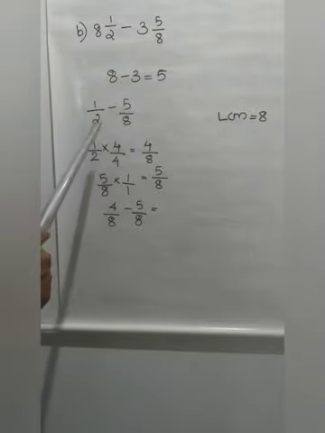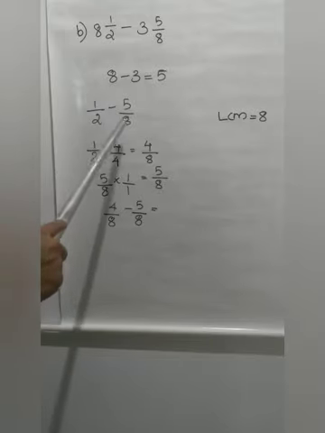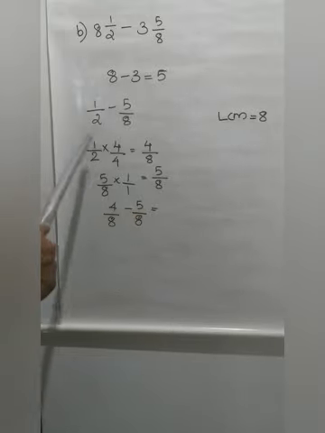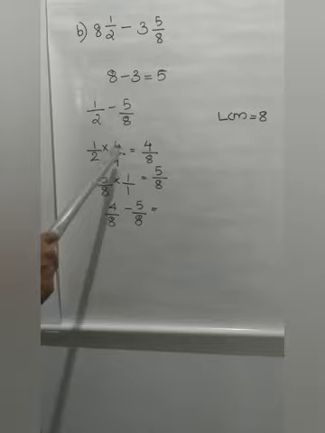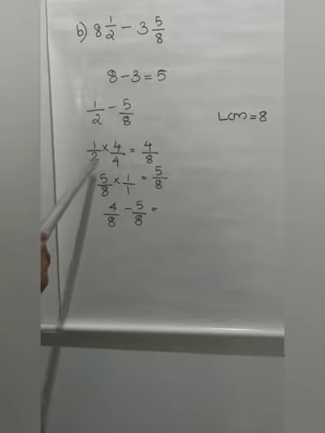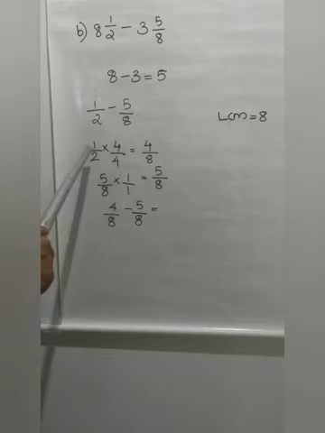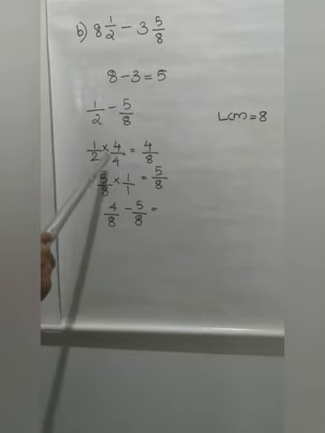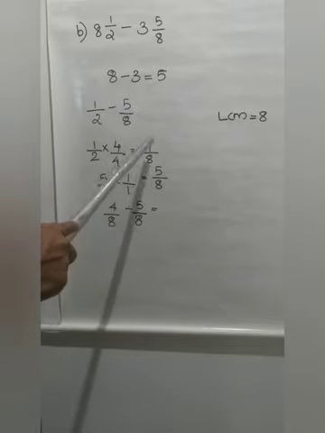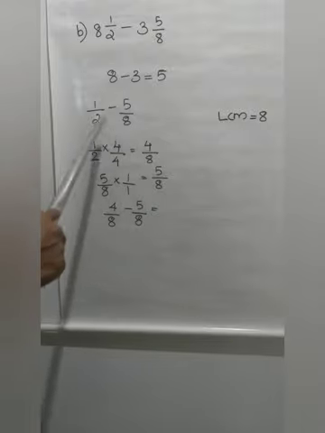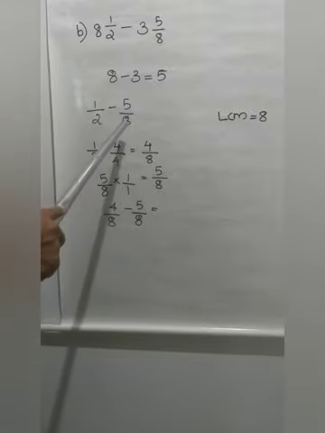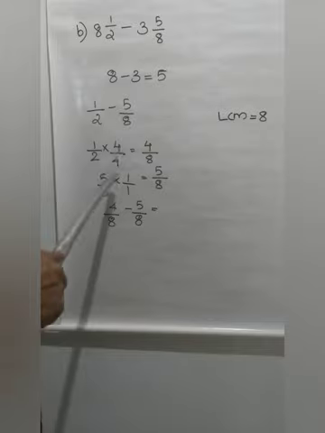Now finding the LCM, we have to subtract. The LCM of 2 and 8 is 8 itself. Converting: 2 into what is 8? 4. So the first fraction, 1 by 2, we multiply with 4 by 4. What are you getting? 1 into 4 is 4, 4 into 2 is 8. So the first fraction is 4 by 8. The second fraction already has the denominator 8, so no need of converting, 5 by 8 itself.